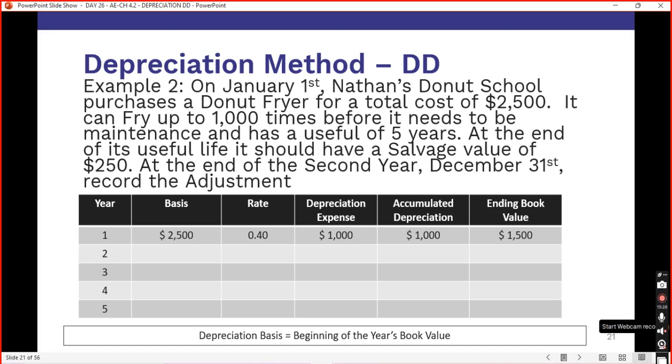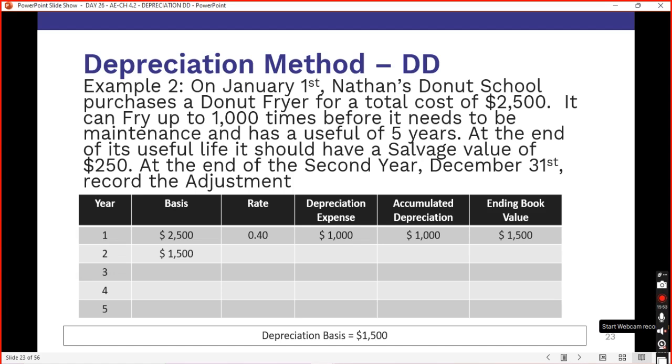What does it mean when it becomes year 2? It becomes the beginning of year 2. So taking this number from the previous year's ending book value, you're immediately going to identify that that is your depreciation basis for the second year. Okay? So therefore, it's 1,500. Okay? So then, next is rinse and repeat.